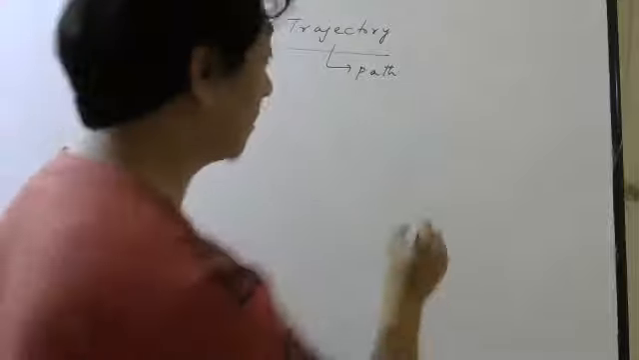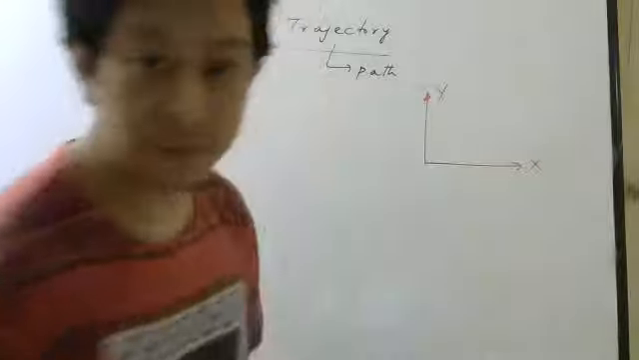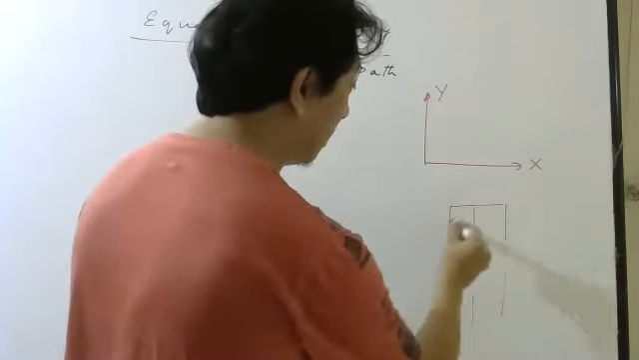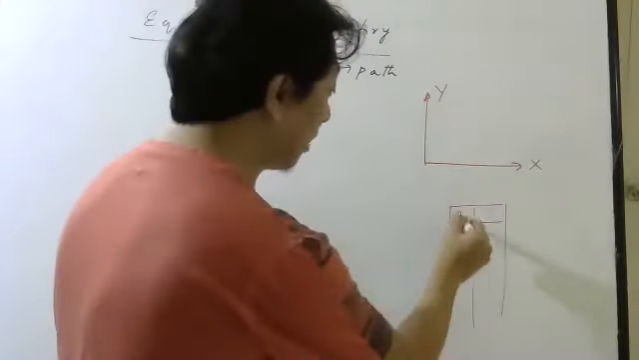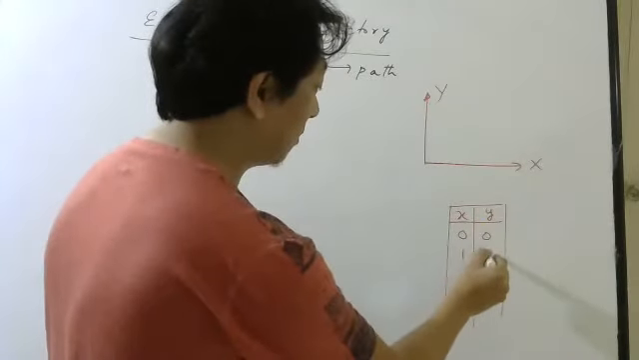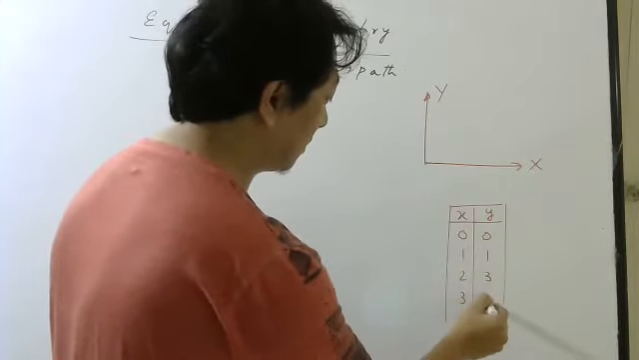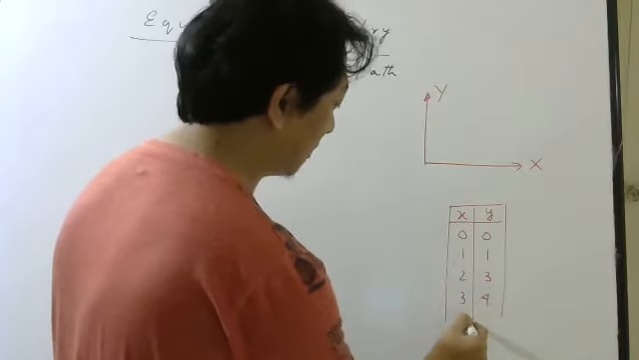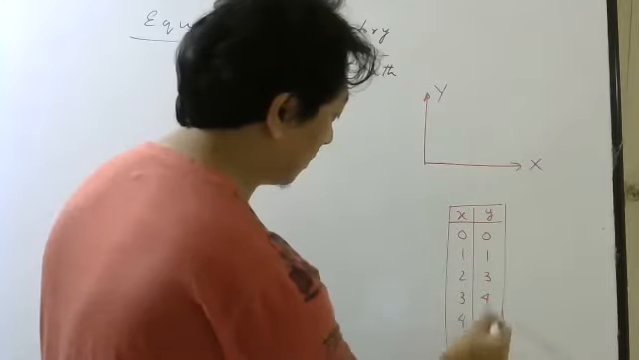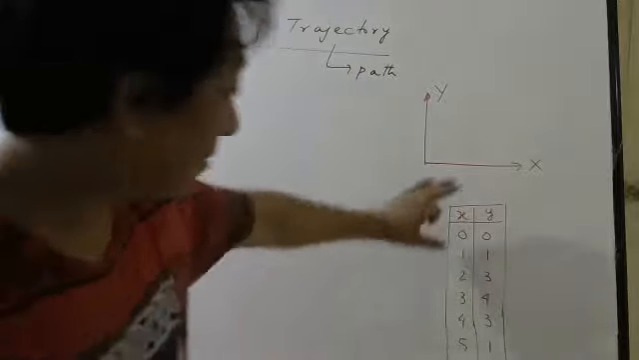Why, sir? Listen carefully. Suppose this is your x-axis and this is your y-axis. Okay, students, now let us say I have a table where I have all the data of x coordinate and y coordinate. Let's say 0, 0; 1, 1; 2, 3; 3, 4; 4, 3; 5, 1. Suppose I have some table like that.